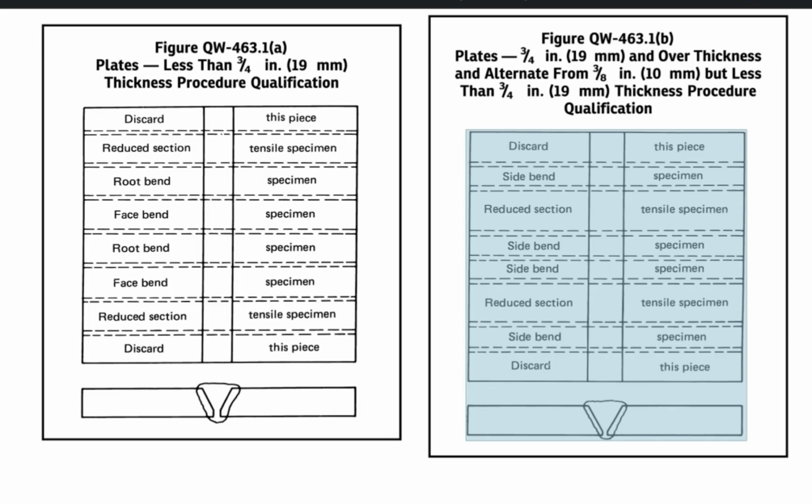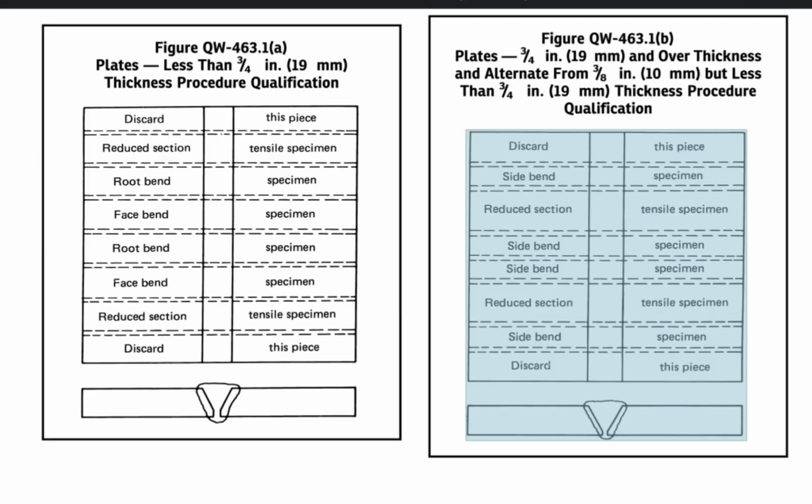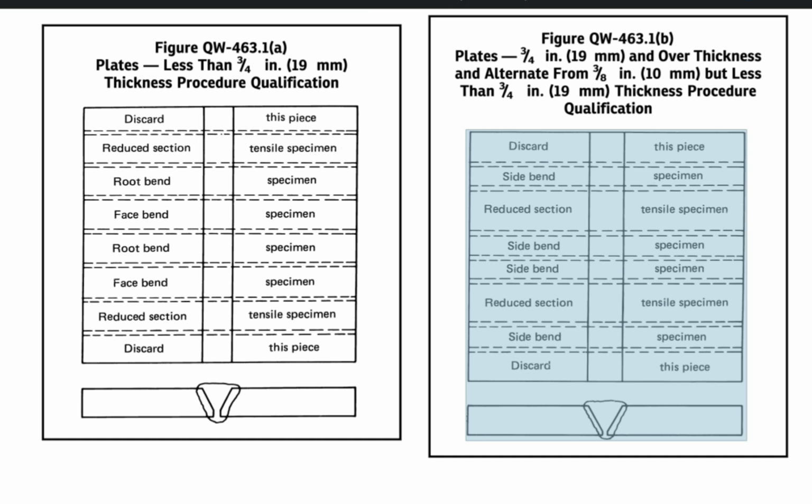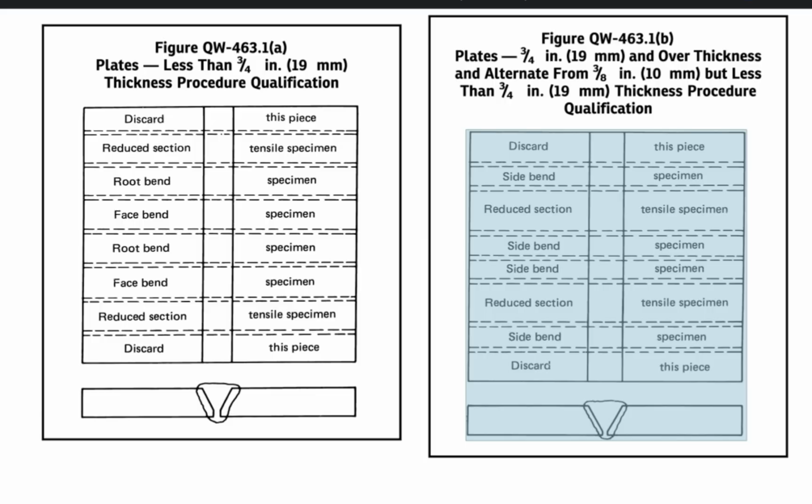So here it is. First, you are going to discard the ends because there may be some defects at the start and stop points. So you remove some part, discard this, and then you make a reduced section tensile test sample from here, and then root bend, face bend, root bend, face bend, and then another reduced section tensile test, and then discard the ends again. So if this was the weld joint prepared, a single V, and this joint was welded, from this plate you make two reduced section tensile tests, two root bend and two face bend samples. For thicker plates, you can take side bends from here instead of root or face bends, and the reduced section tensile test can come in between.